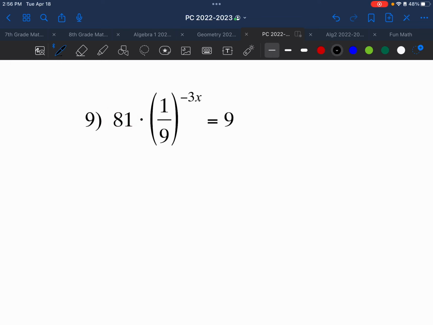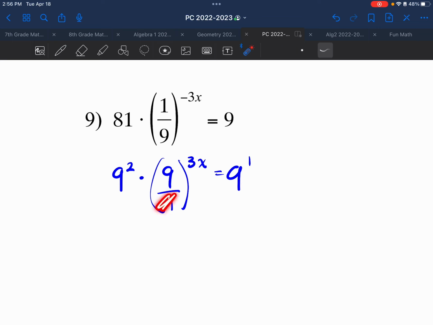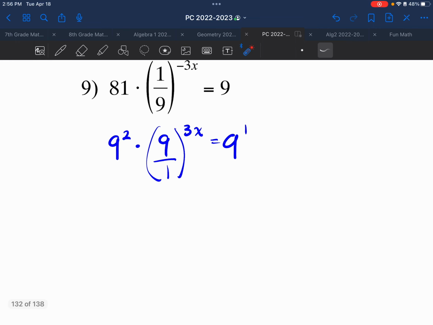I'm going to say that this is really 9 squared, which is the same thing as 81, times, okay, I want to flip this thing, and I need to make this power negative. It already is negative, so a negative times a negative is a positive. And check this out. I have a 9 over 1. I flipped it. It's now to the power of positive 3x. That's going to be equal to 9 to the power of 1. So far, so good.